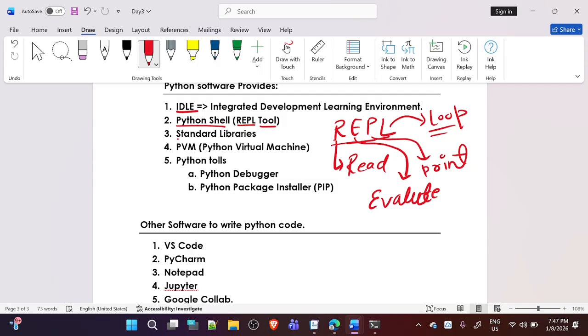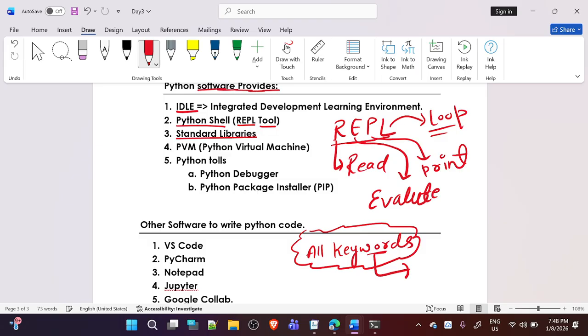And it provides standard libraries. For example, when we have to print all the keywords, we are using the keyword library. Was the keyword library installed by us, or is it given by the Python software? Such libraries, like the keyword library or math library, are given by the Python software, and those libraries are known as standard libraries.